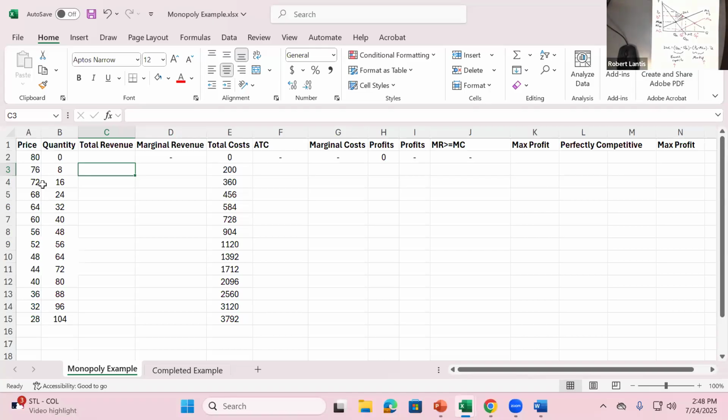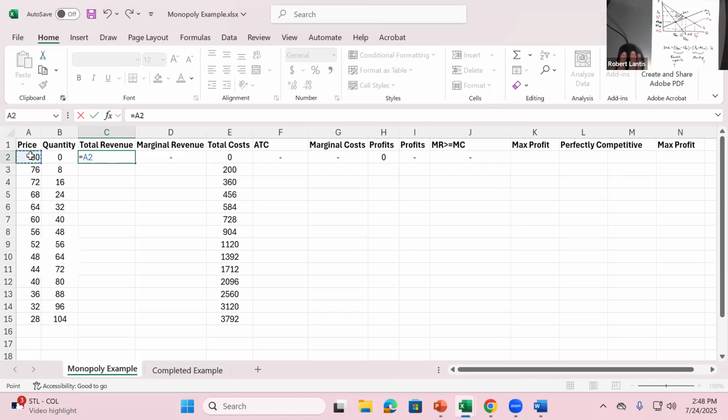So if I want to identify the profit maximizing quantity, I need to figure out where marginal revenue is equal to marginal costs. Okay. So how do I find marginal revenue? I first need to know what's total revenue. Well, total revenue is just going to be price multiplied by quantity.